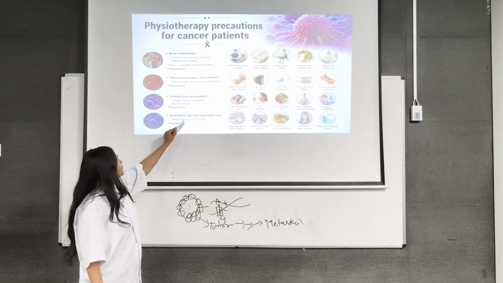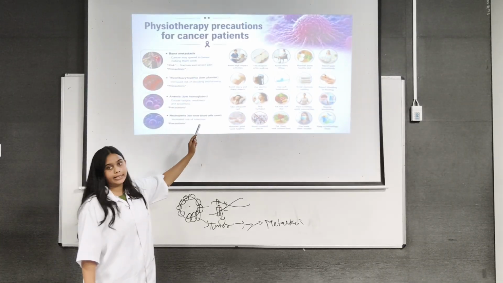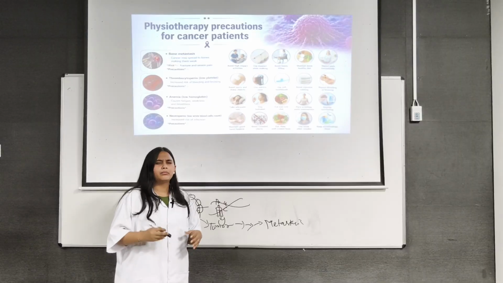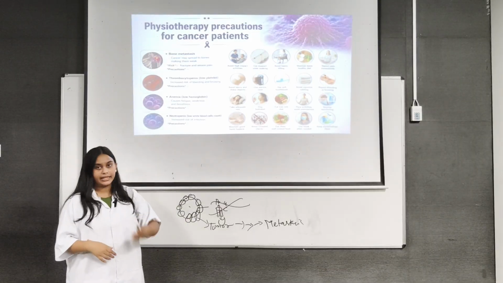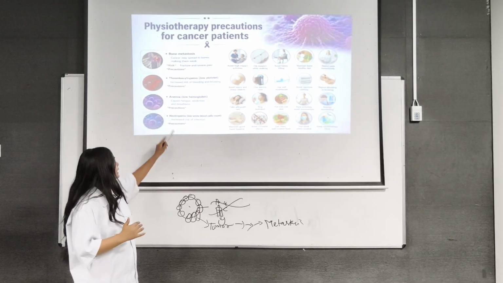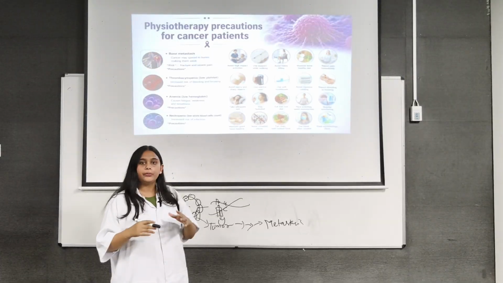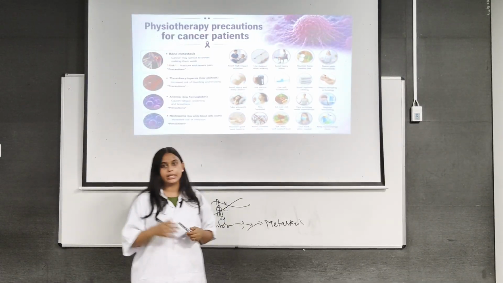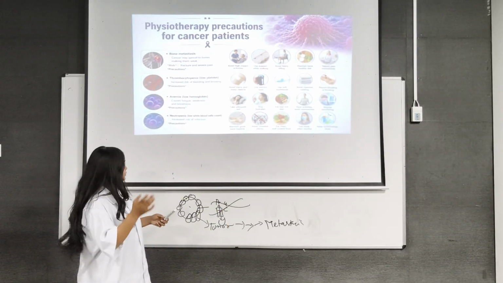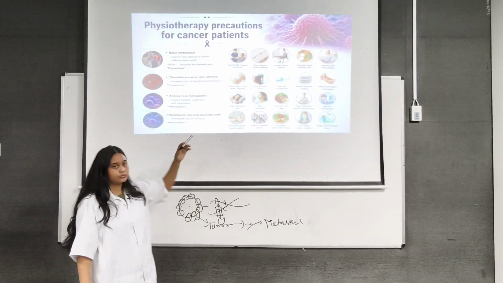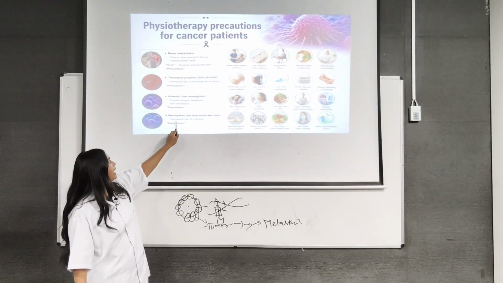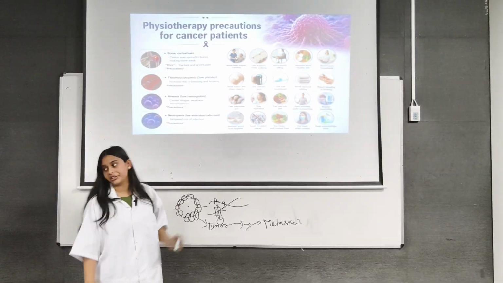Now next one, neutropenia. That means the white blood cell count is low, and the white blood cell is a major component which helps to fight against infection. If the white blood cell count goes lower, then there will be an increased risk of infection. So physiotherapists should take precautions and maintain strict hygiene, and that will help to reduce the risk of infection.